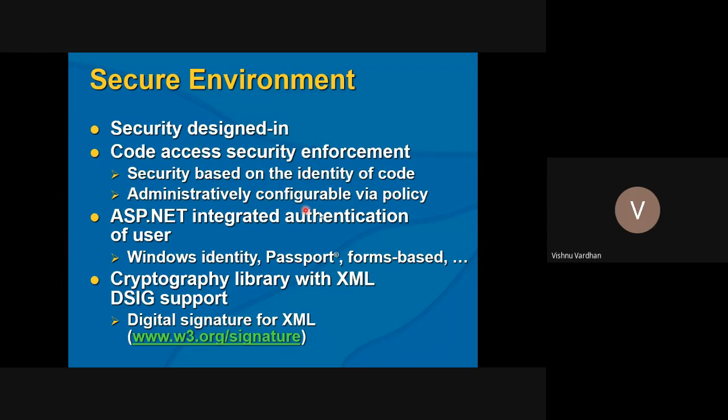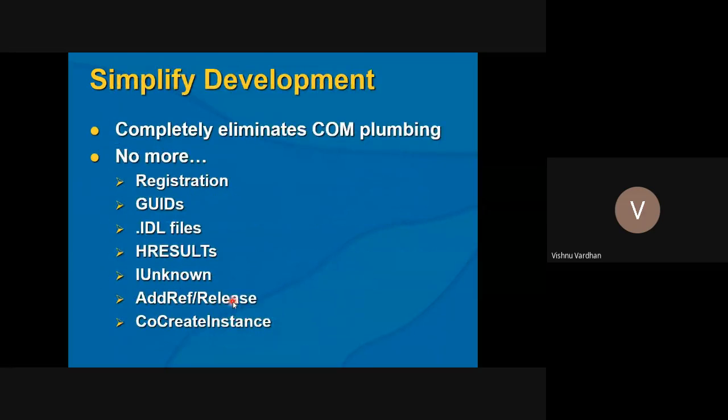जैसे मैंने अभी बताया है कि एक ऑर्गेनाइजेशंस के मल्टीपल डिपार्टमेंट्स में कौन सी डिपार्टमेंट में कोड एग्जीक्यूट कर सकते हैं, कौन सी डिपार्टमेंट में कोड एग्जीक्यूट ही नहीं होगा. इतना रेस्ट्रिक्शंस भी कोड एक्सेस सिक्योरिटी बोलते हैं उसको. इतना रेस्ट्रिक्शंस भी आप प्रोवाइड कर सकते हैं. कैश बोलते हैं, कोड एक्सेस सिक्योरिटी कैश एनवायरनमेंट्स आप प्रोवाइड कर सकते हैं इजीली. ASP.NET integrated authentication of the user. We will come to know when this ASP.NET is there. Windows passport form based. At that time we will deal with this. Then cryptography library with XML, digital signature support. All these are integrated for providing the better security.